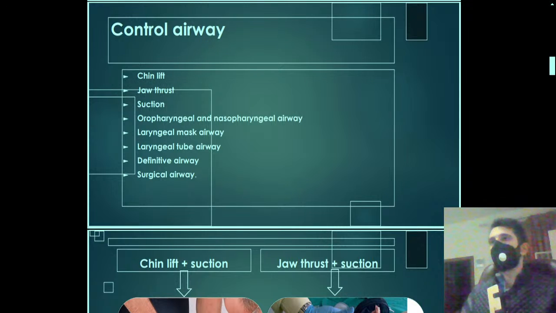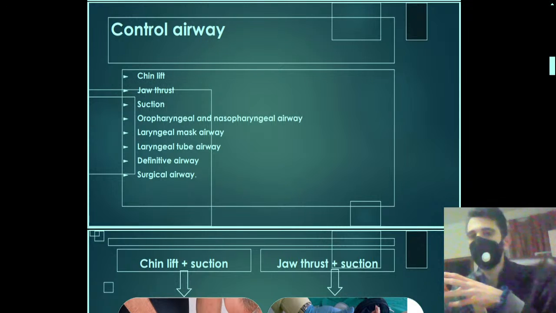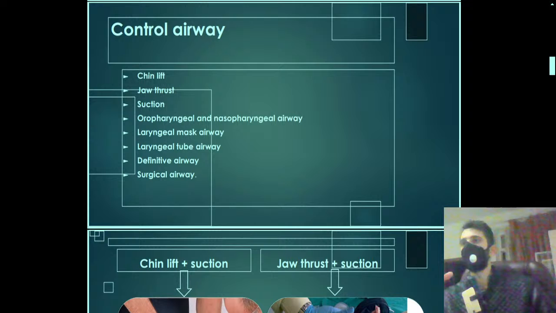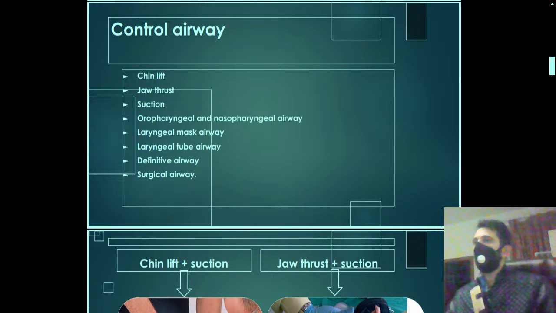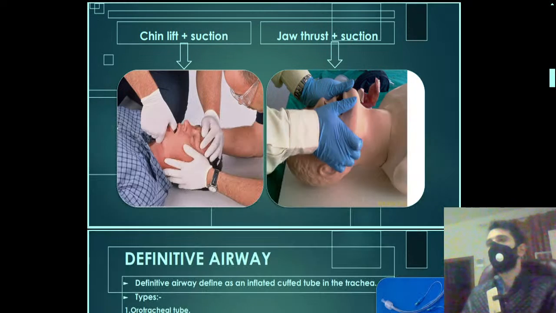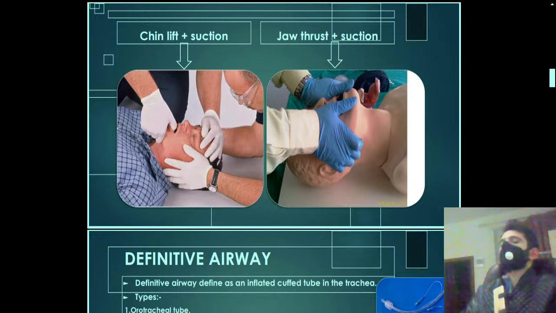Jaw thrust, suction, oropharyngeal and nasopharyngeal airway. Also the laryngeal mask airway is important. The laryngeal tube airway will be discussed later. Surgical and definitive airway. In this picture, we can see the chin lift. We can see the jaw thrust plus suctioning.